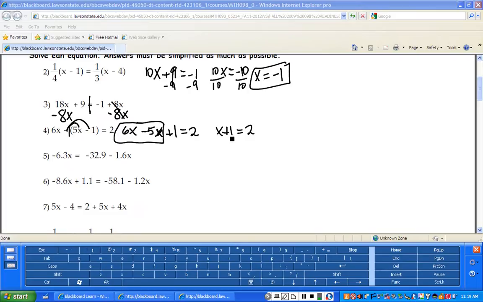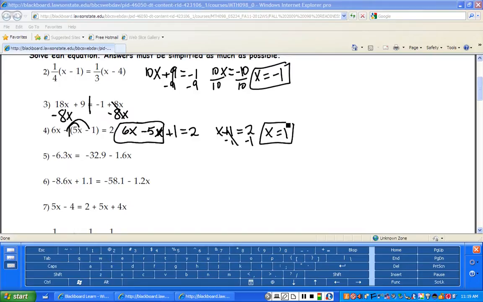Now, to get x by itself, you got to get rid of plus 1. It's detached. So we subtract 1. Subtract 1 from the other side. Okay. That cancels. So now you have x equals 1. 2 minus 1 would be 1. These cancel. So there you go. That would be number 4.